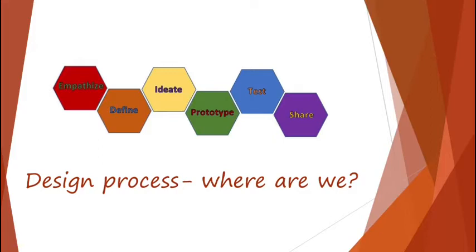Well, right now, we're going to define our problem in art today, and that is, how do you draw a paper birch tree? And we're about to ideate. You're going to do a sketch of it. Then you're going to do a prototype, which is, well, the sketch is kind of a prototype and the ideate. You're going to test it by drawing with me, and then you'll share it with me.